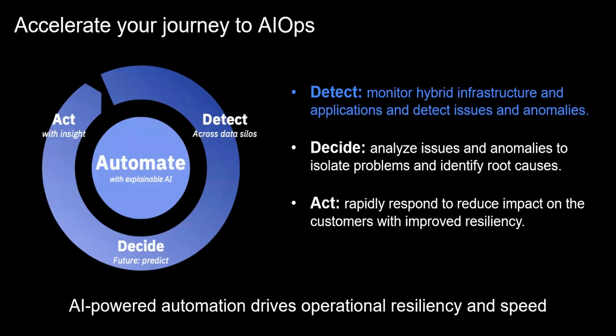The first one is detect. This is where we look at monitoring our hybrid infrastructure and applications in order to detect issues and operational anomalies. The next is decide, where we can analyze those issues and anomalies to help isolate problems and identify root cause of operational issues. And then lastly, we want to be able to act to reduce impact to your customers with improved resiliency. What we're trying to do as part of this AI ops journey is deliver AI, artificial intelligence, into every single facet of this journey.